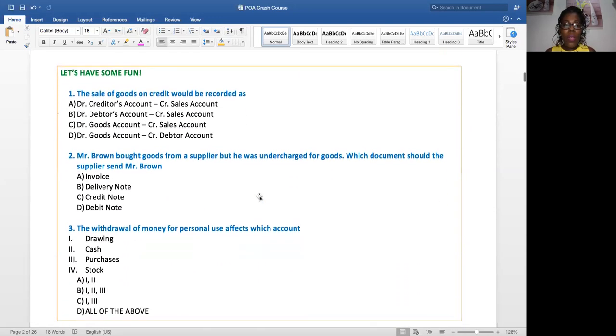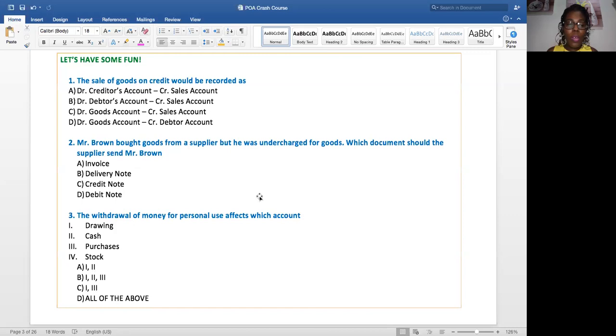So while we wait for a few other persons to jump on, let's have some fun with these multiple choice questions. What I want you guys to do is to type the answers in the chat. So put 1, whatever your answer is, 2, whatever your answer is, 3, whatever your answer is. You can put it in one message. I'll prefer it if you put it in one message for me. So let's have some fun with this while we wait for other persons to jump on.